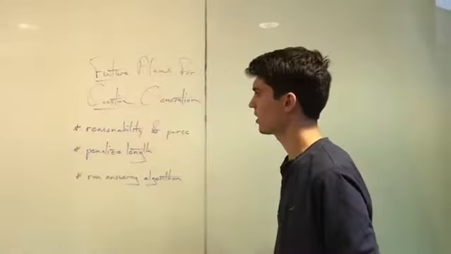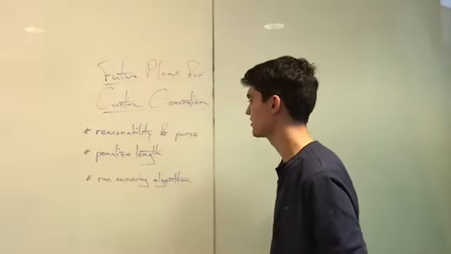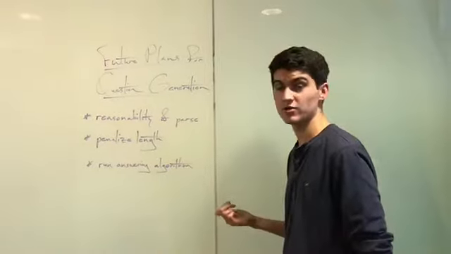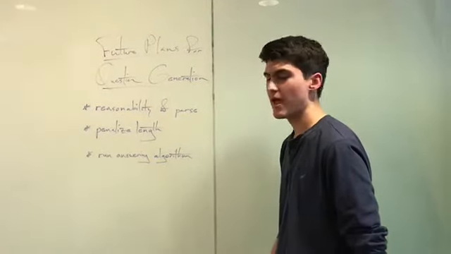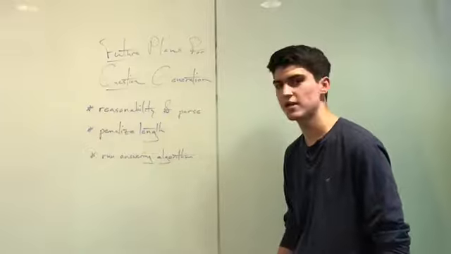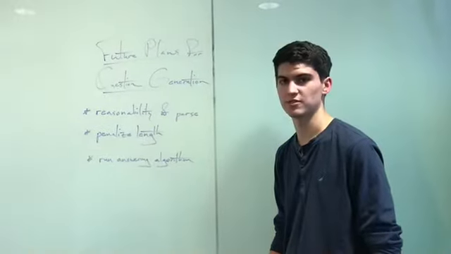So some future plans for question generation and how we can improve what we've done so far is checking the reasonability of a parse of a question. We can also penalize questions for being overly verbose or lengthy. And lastly, we can run our question answering algorithm on it, and from there determine if that question will give us a good answer.